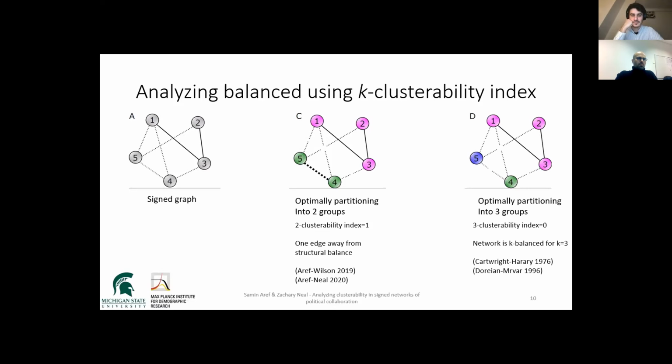So what we're going to do with networks of legislators is partitioning them based on different values of K, starting from 2, then 3, and then seeing the number of inconsistent edges or the number of frustrated edges. And the partitioning that is associated with a smaller value of frustrated edges or inconsistent edges would be more suitable for the structure of the network under analysis.